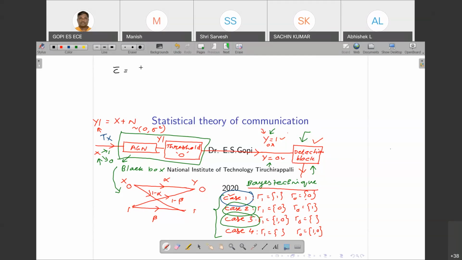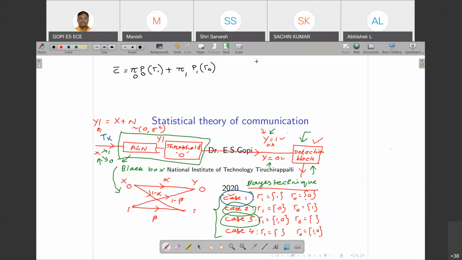So when 0 is transmitted, if this y lies in the region gamma 1, so there is error. This is the error in it, right? So similarly, when 1 is transmitted and you receive y, if it lies in gamma naught, there is another error, right? So these two are the error, right? So it also depends upon this prior probability. Pi naught is the prior probability, and here we have this prior probability pi 1 also.